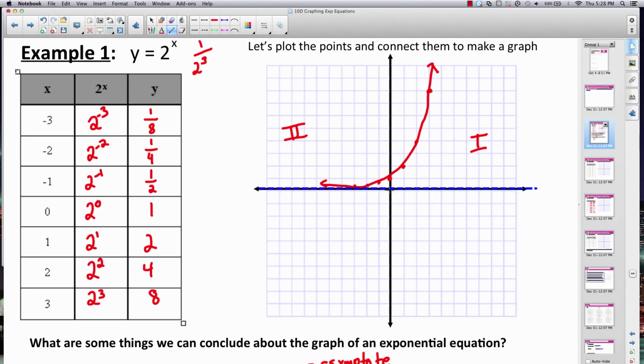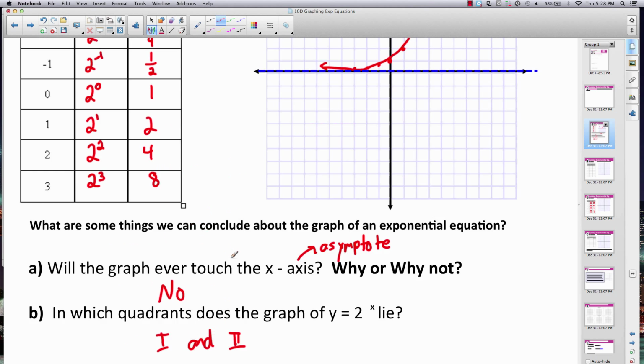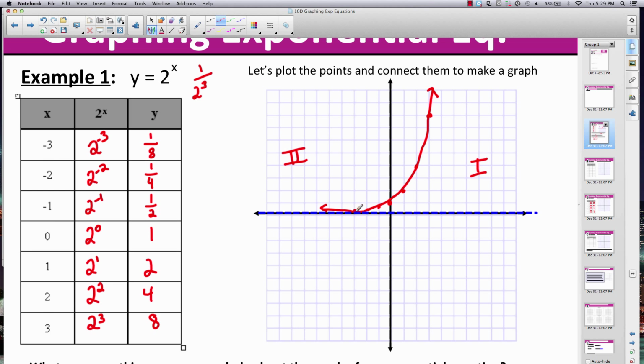So the smallest y value is very, very close to 0, but it doesn't include 0. So the range, like I said, gets close to 0 but doesn't include it. So 0, and the arrows go all the way up, so it's from 0 to infinity. That would be the range: from 0, doesn't include 0, all the way up to infinity.